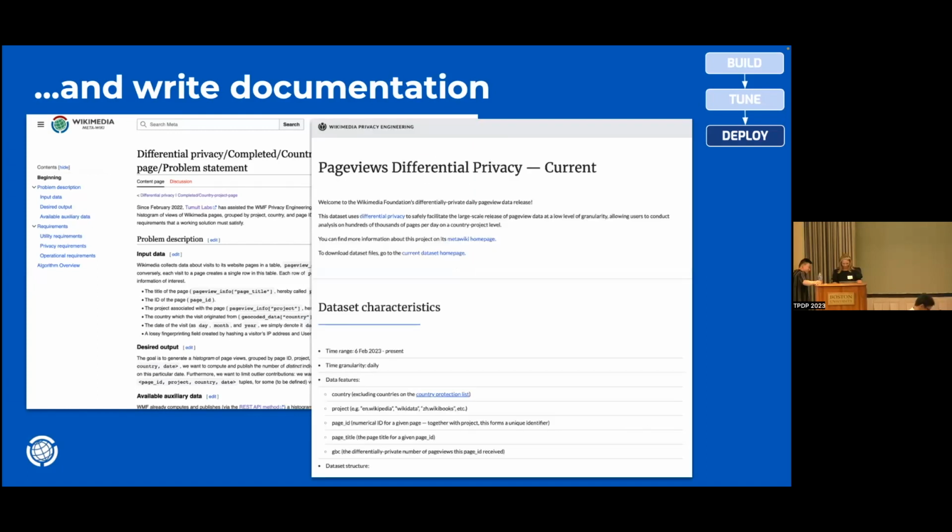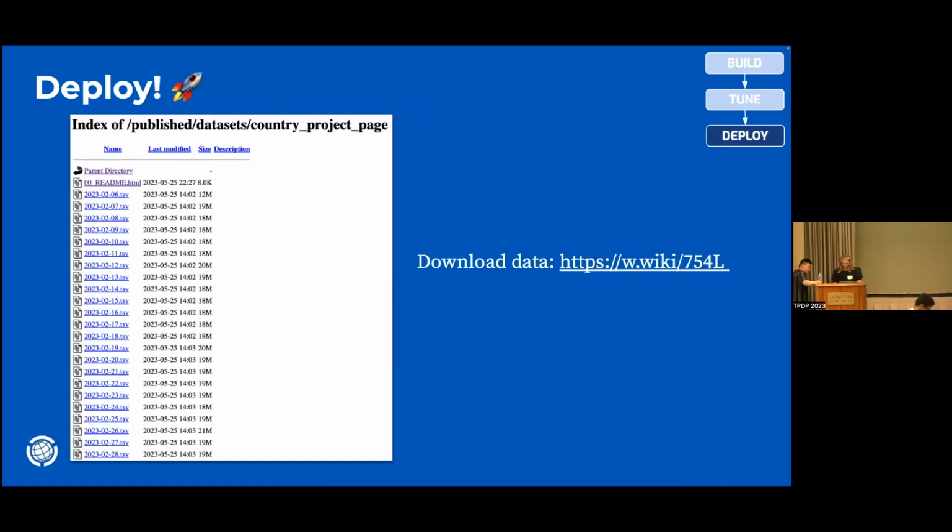Great. And then finally, we deploy it, and it doesn't look like much. It's just a list of TSVs right now, but each one of these TSVs contains around 360,000 rows of data. If you want to download it, here's a shortened link. It'll take you right to the page. The documentation is right at the top, 00 readme.html.